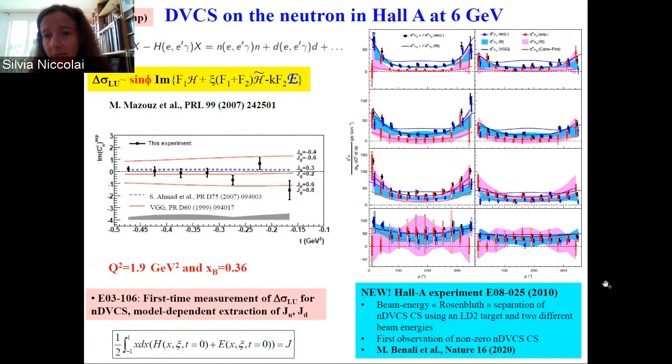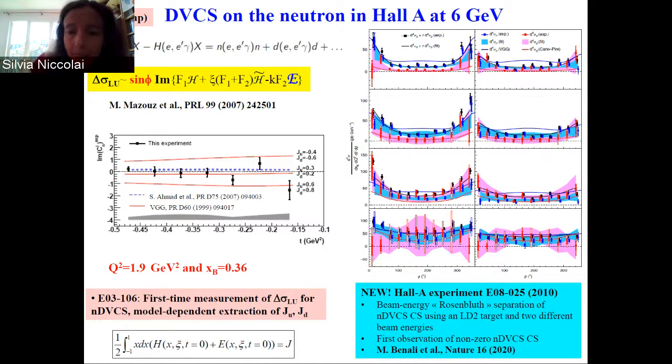And recently there has been a new measurement that was published in Nature a couple of months ago of OLE from an analysis of 2010 data that were taken at 2 different beam energies, and this allowed a Rosenbluth-like separation, and it led to the first observation of a non-zero cross-section for NDVCS. And these data were also used to start a flavor separation of combination of quantum form factors.